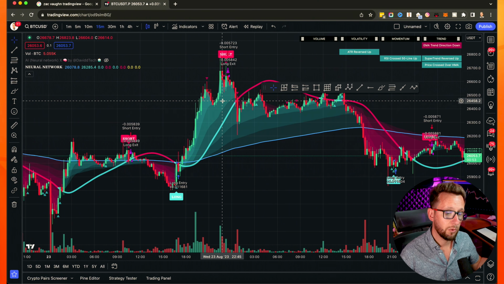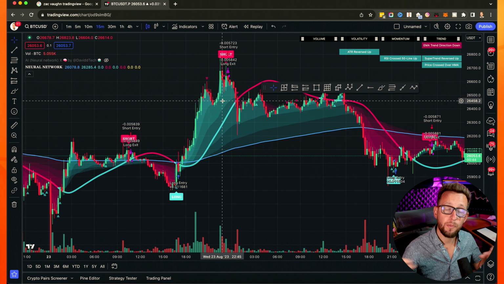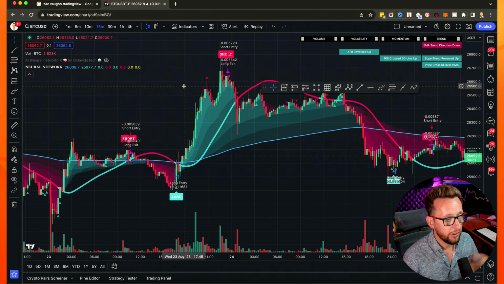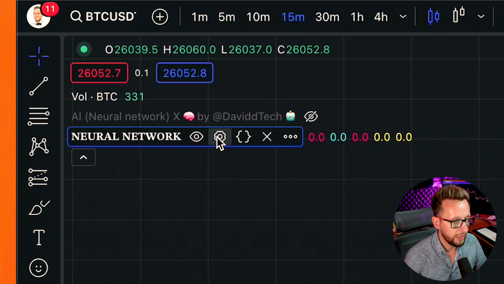So this script works a little bit differently than most other scripts. Although it isn't technically a real neural network, it takes information from lots of different indicators all in one go, and then it makes a calculation using points. And if the points go over a threshold, which is manually set by yourself, once it's exceeded, we either take a long or a short. So let's have a look at the settings very quickly of this trading strategy.